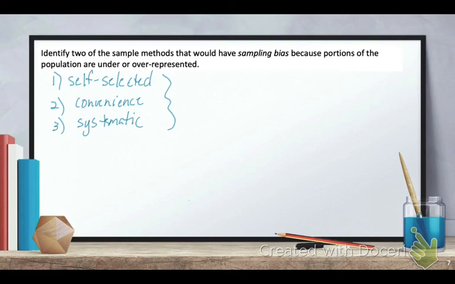So that concludes the first part of the concept where we're studying sample methods. And so in part 2, we're going to look specifically on how to sample well.